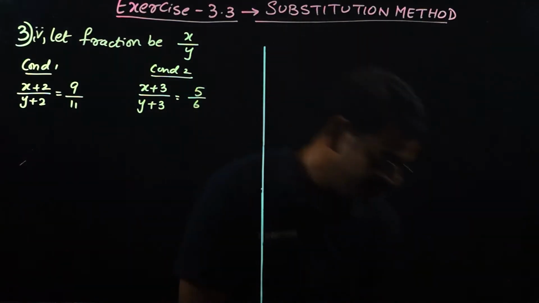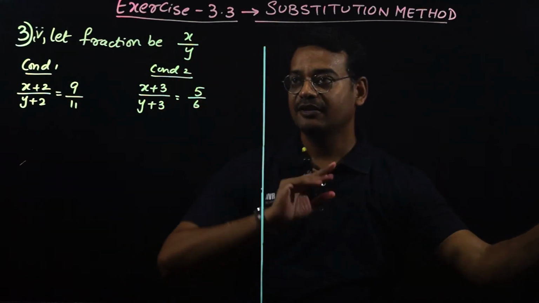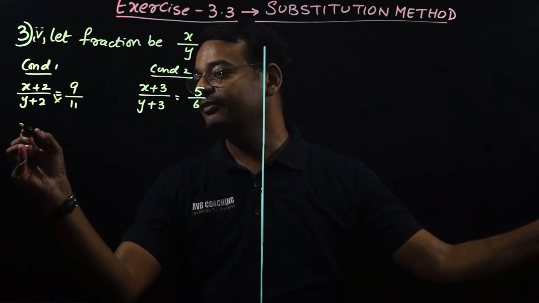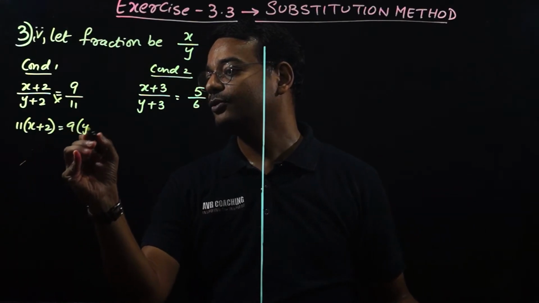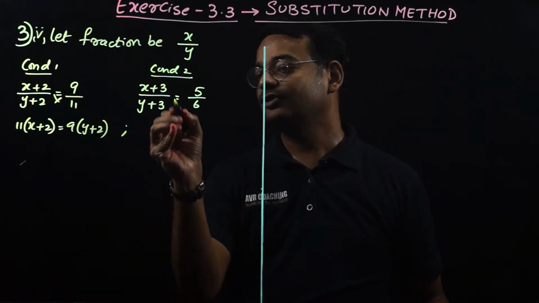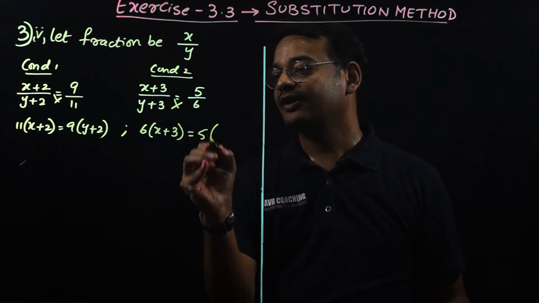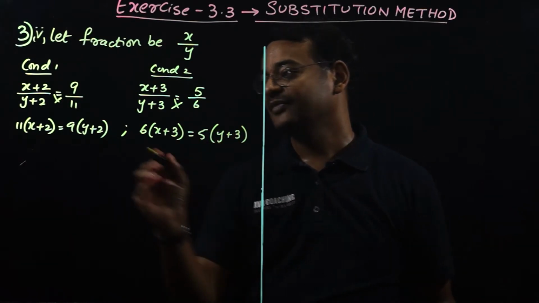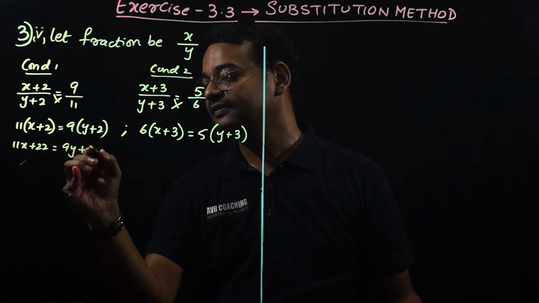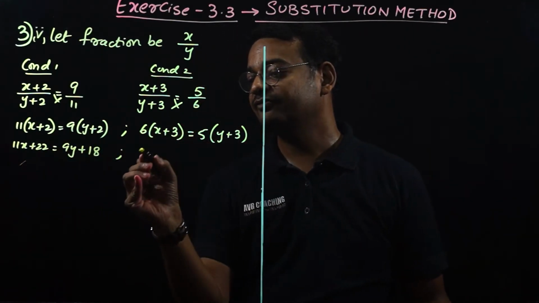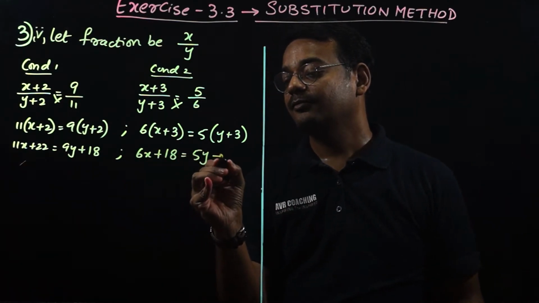Now we have to find the numerator and denominator, that is nothing but x and y. When you cross multiply, this will be 11 into (x plus 2) is equal to 9 into (y plus 2). Similarly, cross multiplying the second condition, this will be 6 into (x plus 3) is equal to 5 into (y plus 3). So this will be 11x plus 22 is equal to 9y plus 18, and the second condition will be 6x plus 18 is equal to 5y plus 15.